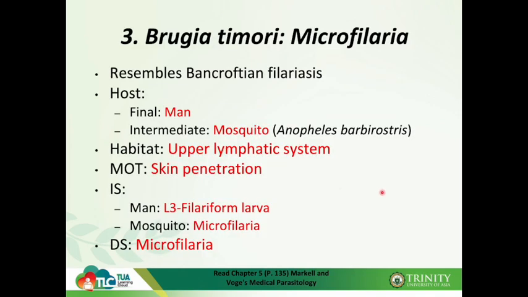The third one is Brugia timori. It resembles Wuchereria bancrofti, but for its other characteristics, similar din naman siya sa Brugia malayi. The host, mode of transmission, infective and diagnostic stage are all the same. Ayan, mosquito din siya. Ayan, Anopheles din. However, take note of this one, Anopheles barbirostris. Medyo specific tayo here kasi it has been noted really as an important vector for Brugia timori. Kaya tandaan nyo na lang, Anopheles barbirostris. Habitat is the same as Brugia malayi, so upper lymphatic system.